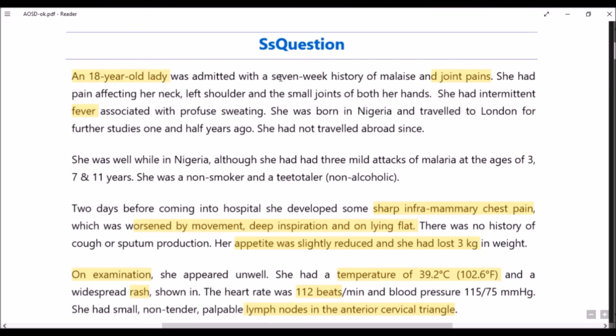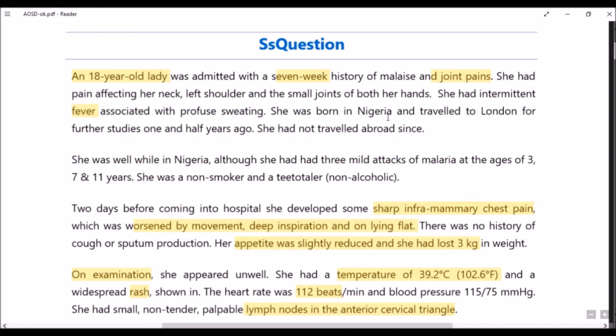Was admitted for 7 weeks, all right. You'll be very vigilant to focus on the important data in your scenarios. Malaise and joint pains. So young lady, 7 weeks, joint pains. You will think in that way. What will be the possibility? Maybe SLE or something like that. She had pain affecting the neck, left shoulder, small joints of both her hands. All right, let's see what next. She had intermittent fever associated with profuse sweating, or fever, SLE, okay.